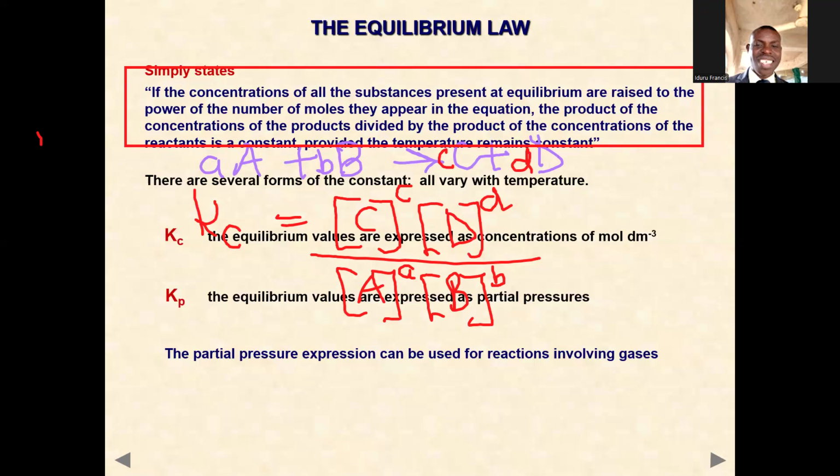Everything here is what I was saying. If the concentrations of all substances present at equilibrium are raised to the power of their number of moles as they appear in the equation, the product of the concentrations of the products divided by the product of the concentrations of the reactants will give us our equilibrium constant. So in short, the equilibrium constant is the ratio of the concentration of the products to the power of their number of moles to the concentration of the reactants raised to the power of their number of moles.